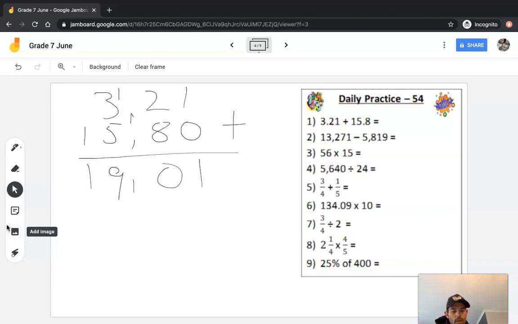Your checking strategy is then to subtract a number from 19,01. So you can either subtract 3,21 and your answer should be 15,8, or you can subtract 15,8 and your answer should be 3,21. Let's subtract 15,8.